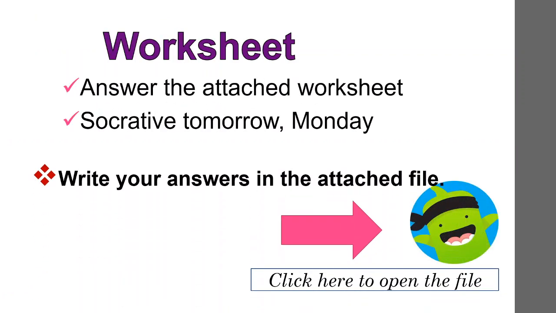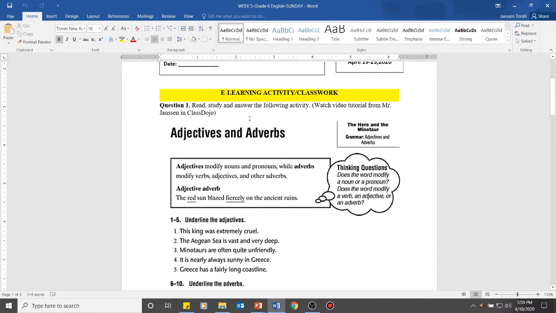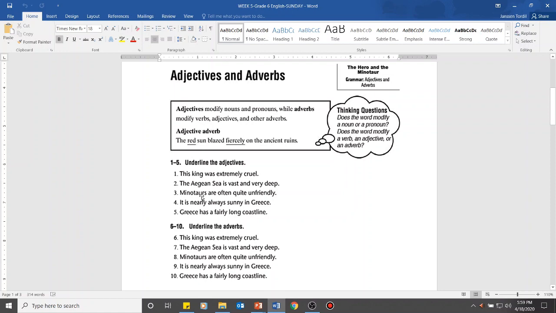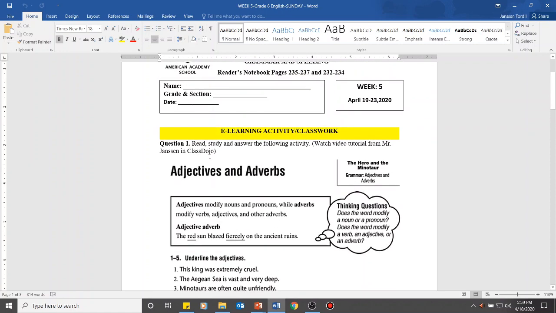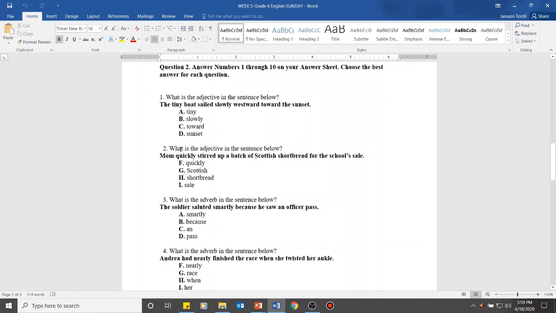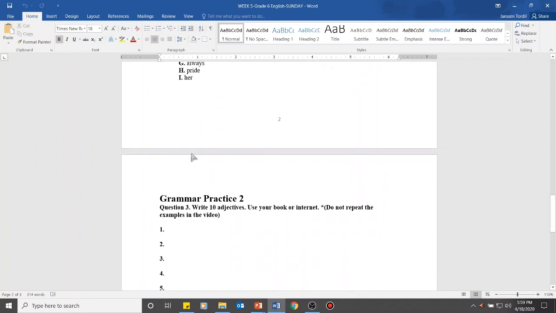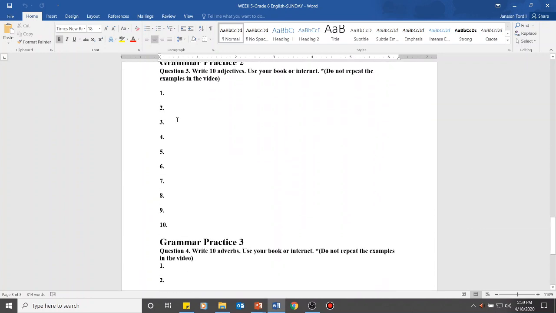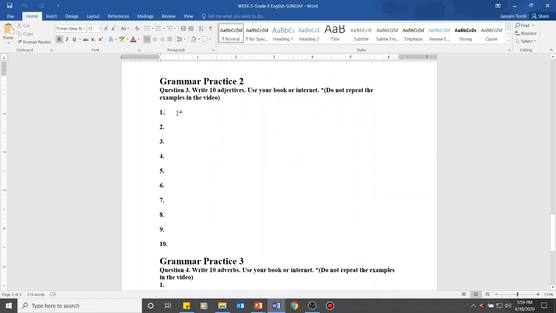I want you to, again, answer the attached worksheet. And I'm going to explain to you right now how to answer the worksheet for a minute. Socrative tomorrow, Monday. And let's click on this page right now. So this is your activity for tomorrow. I want you to answer this 1 to 5 and 6 to 10 here. This is question number 1. And then answer question number 2, grammar practice 1. It's 1 to 6. Grammar practice number 2. This is what I'm asking for in the video.